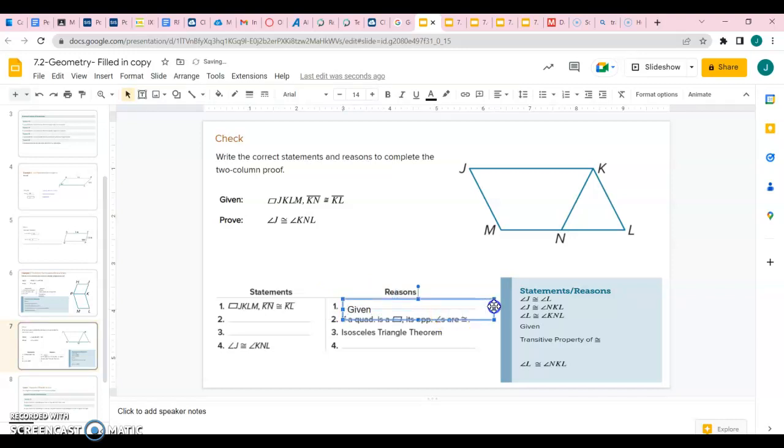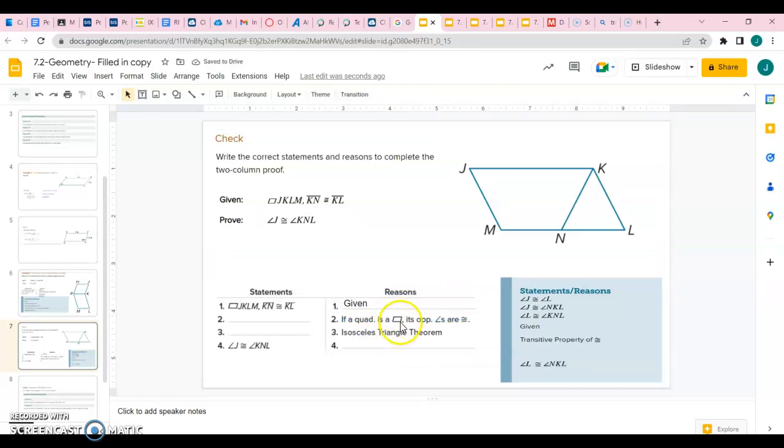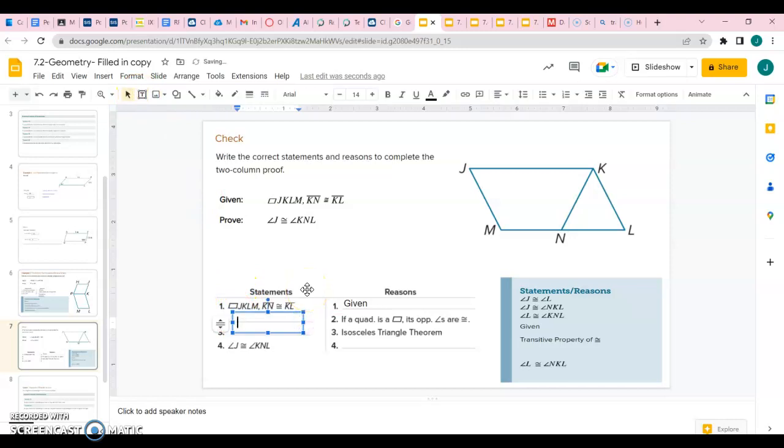So now they've given me the reason, and we have to fill in the statement. So if the quadrilateral is a parallelogram, its opposite angles are congruent. So what would be an opposite angle that would be congruent? If I look at J, the opposite angle to J is L. So that one would go there. So we're just going to write J equals L.